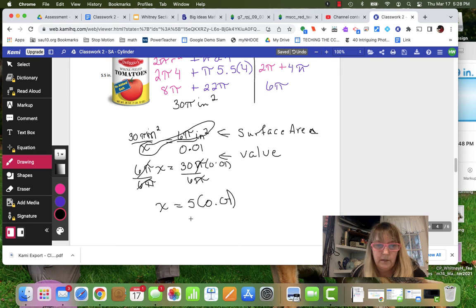So I would get 5 cents if I recycled the can of tomatoes.